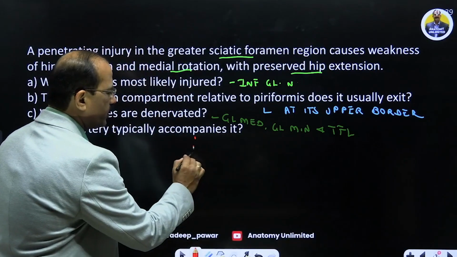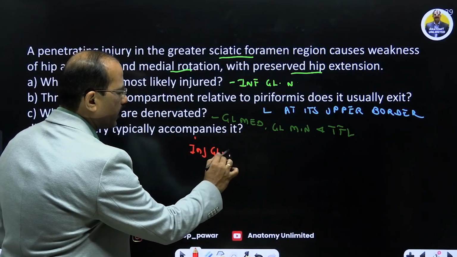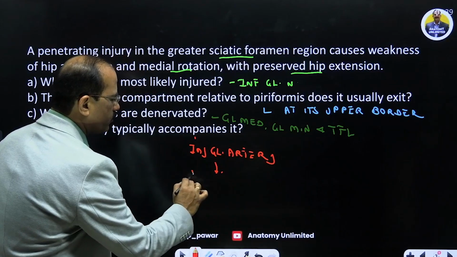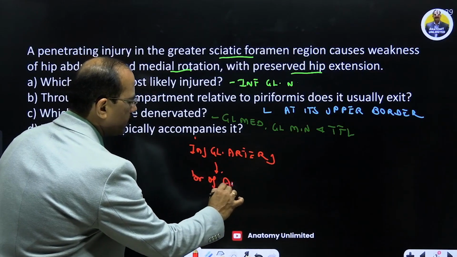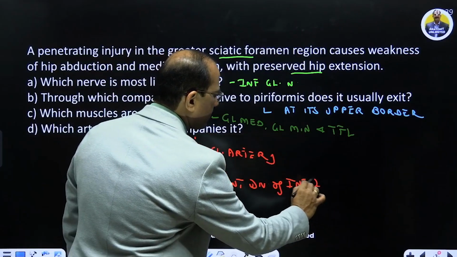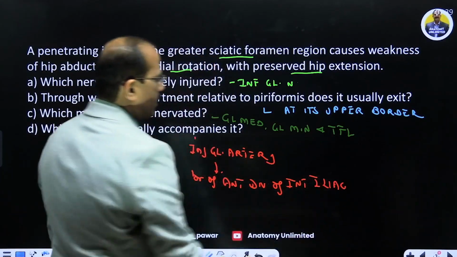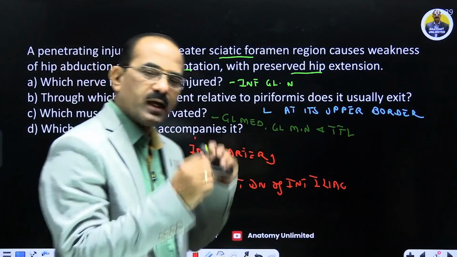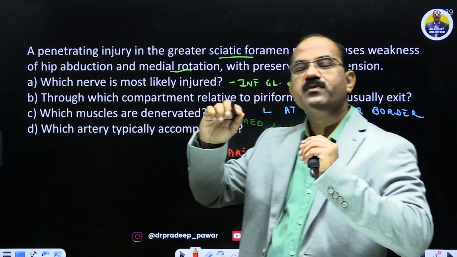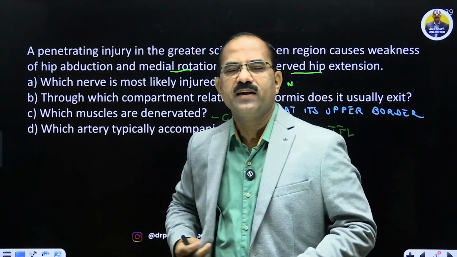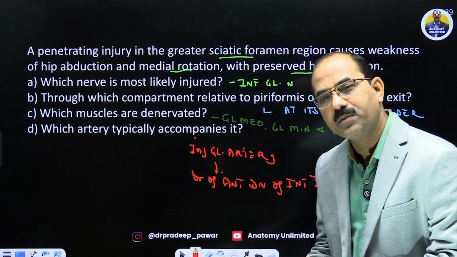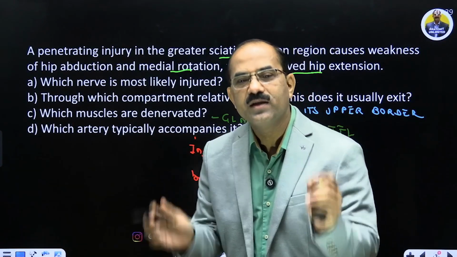The artery that comes with the nerve is the gluteal artery. The inferior gluteal artery is a branch of the anterior division of the internal iliac, whereas the superior gluteal artery is a branch of the posterior division of the internal iliac. Posterior division gives the superior gluteal artery, anterior division of internal iliac gives the inferior gluteal artery.